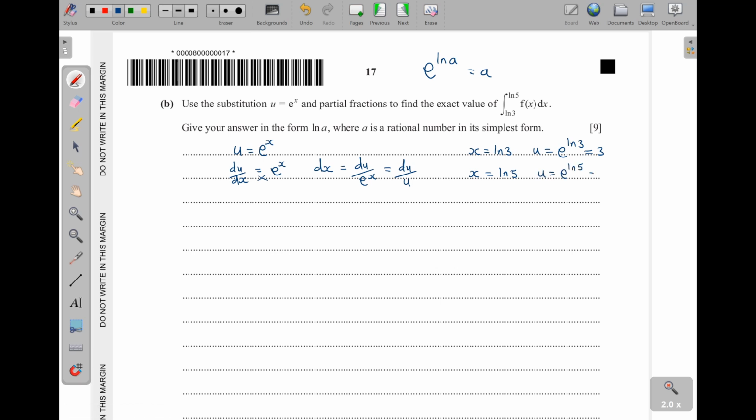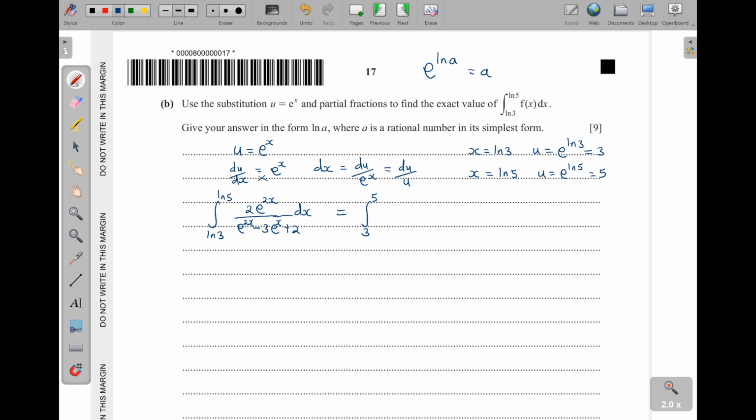Not so? 5. Now, that means the integration from natural log of 3 to natural log of 5 of 2e to the power of 2x out of e power 2x minus 3e to the power of x plus 2 with respect to x. This one is going to be the integral from 3 to 5.